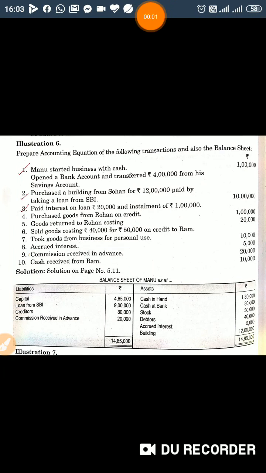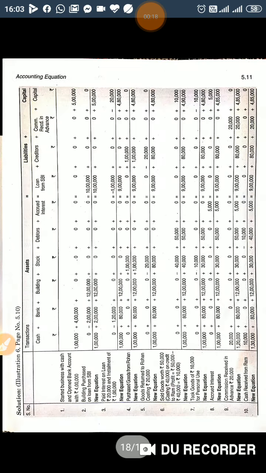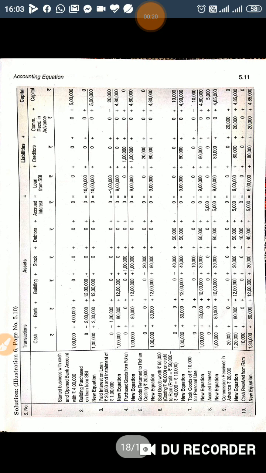Now I'm taking the next question, next illustration. They have given you 10 transactions, and on the basis of these 10 transactions, they have asked you to prepare the accounting equation and also prepare a balance sheet. So quickly, the process is, first of all, make a format horizontally.